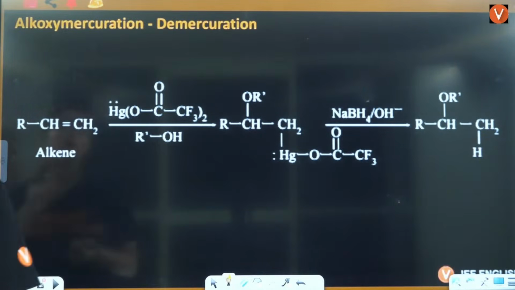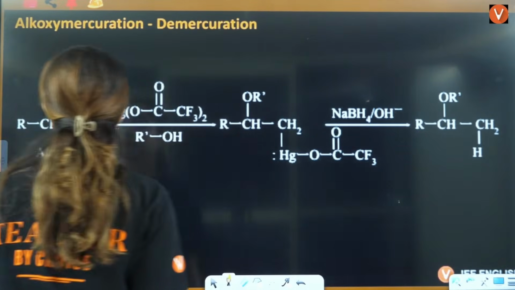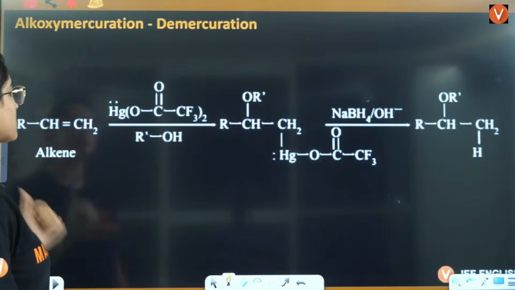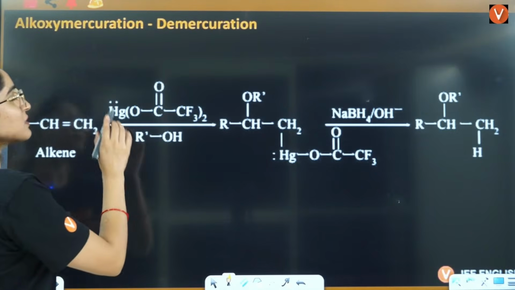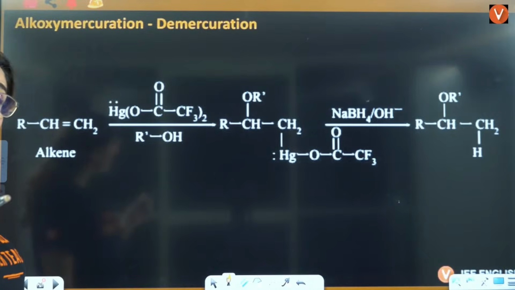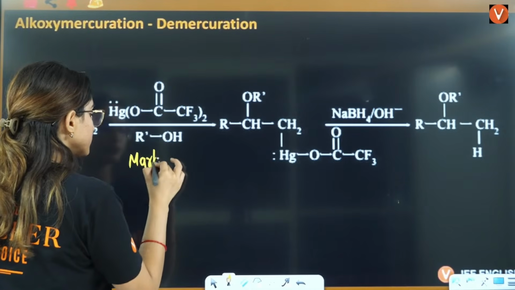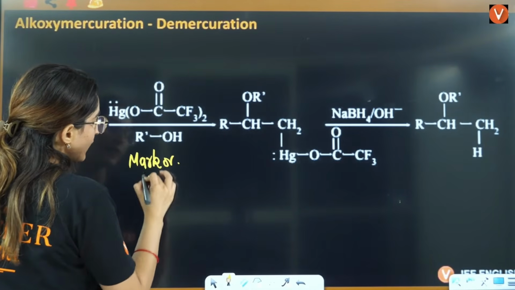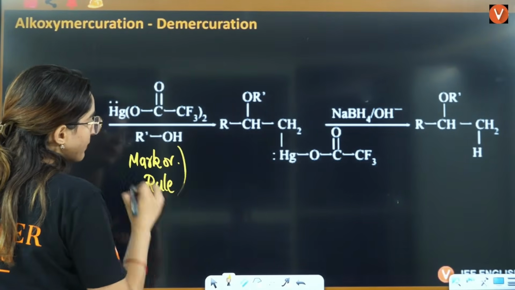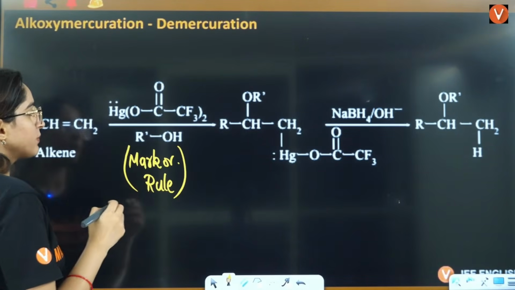Alkoxymercuration-demercuration. In this case, you will have RCH=CH2. Just like oxymercuration-demercuration, where you had the formation of alcohol by attachment of OH by Markovnikov rule, similarly, Markovnikov rule will be applied here. You don't need to know the full mechanism here. Just remember Markovnikov rule will be applied.